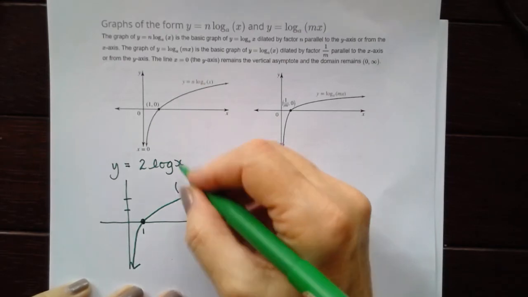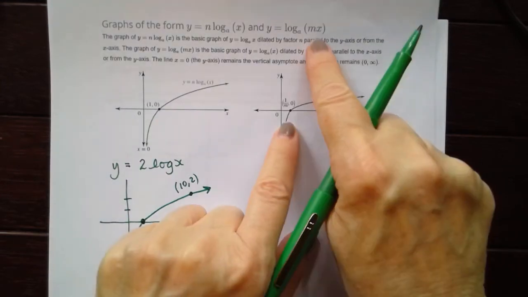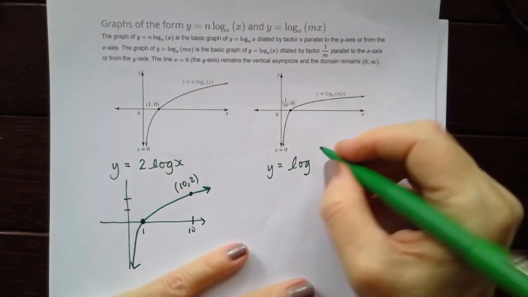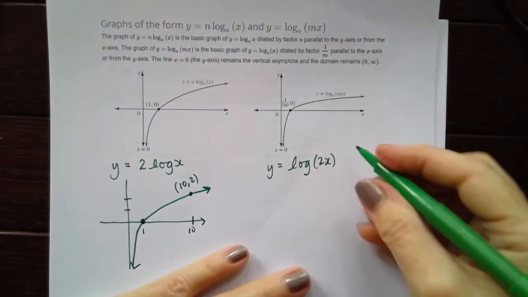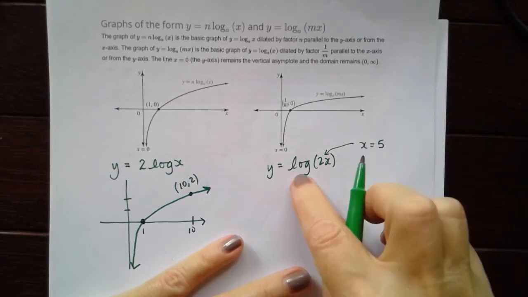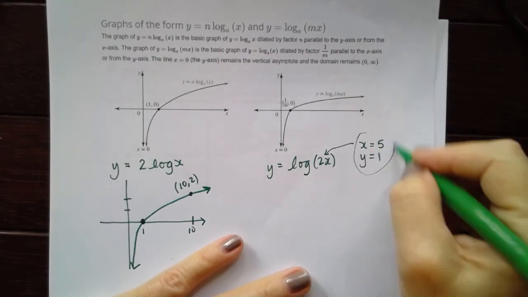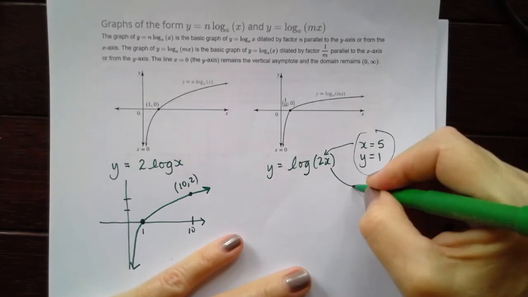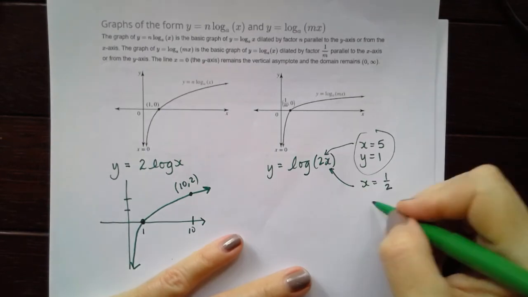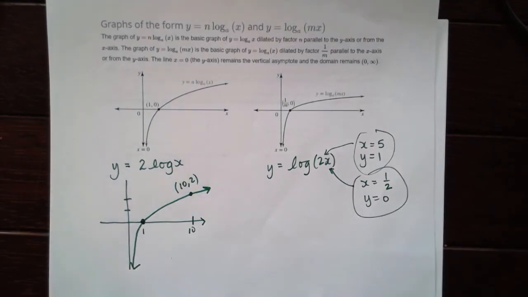Let's look here when I have the factor inside. This takes a little bit more thought, or at least it does for me. If inside I have the 2x, then it makes sense that x would need to be equal to 5 for me to get log base 10 of 10 equals 1. So that's a point. Or if that were a half, I would get log of 1, which is 0. So I can get my 2 points by thinking out how the graph changes.